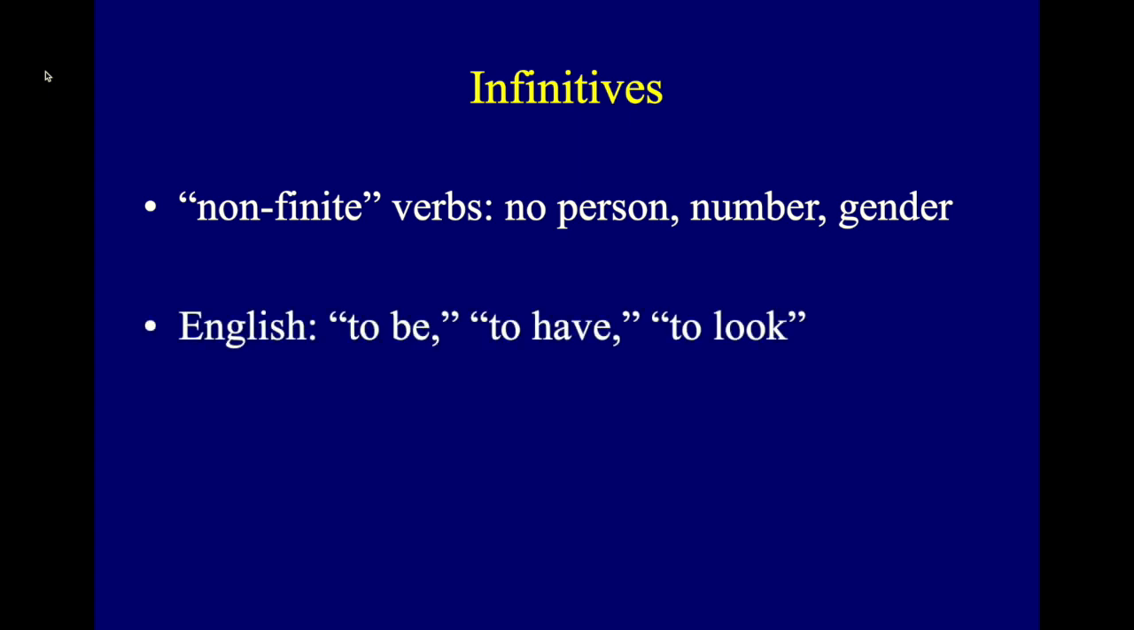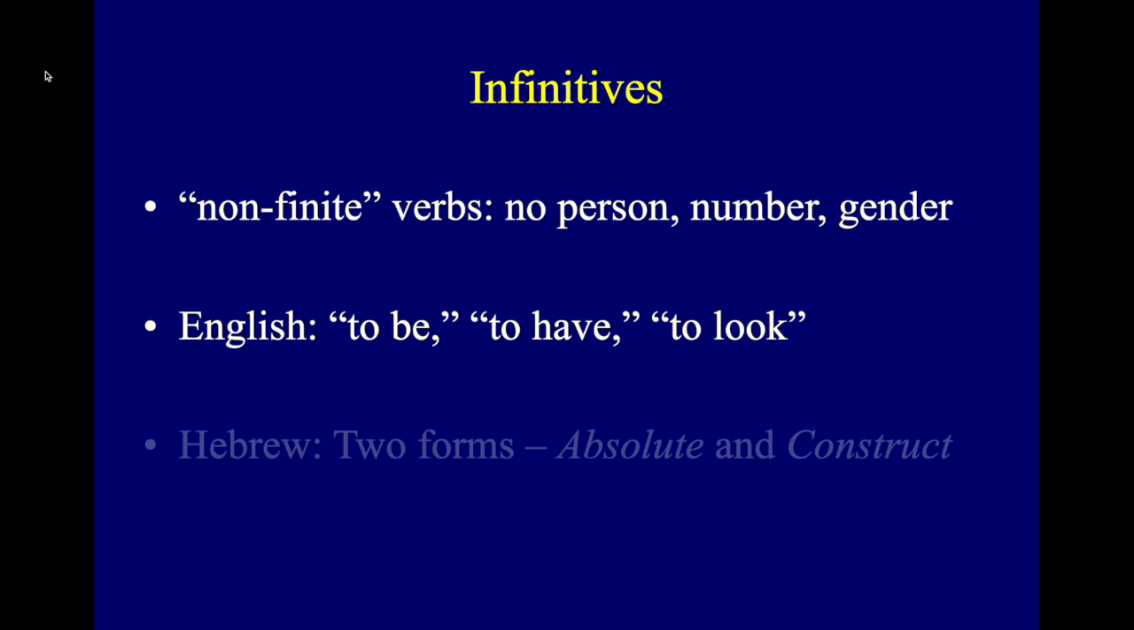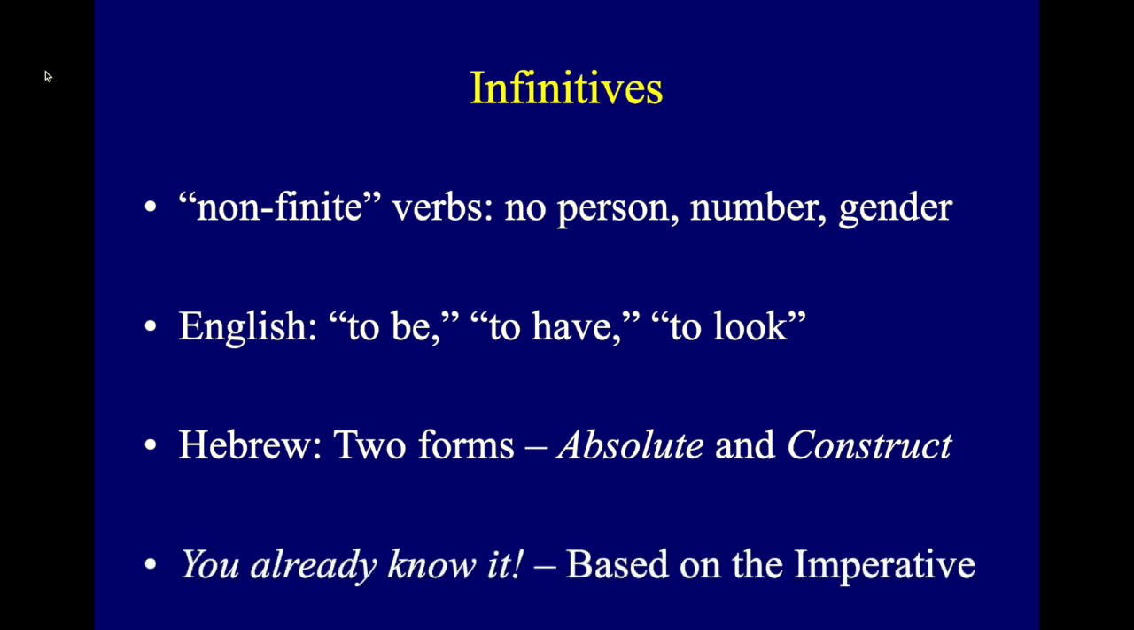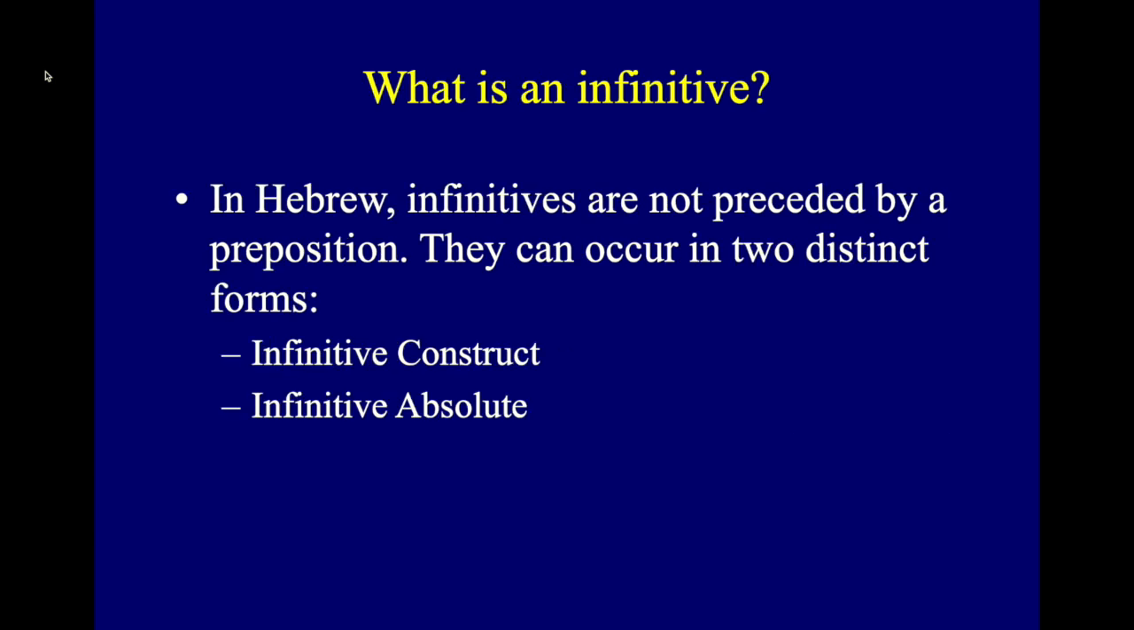In English, we would say to be, to have, to look. In Hebrew, there are two different forms of these infinitives. And these two forms are the absolute and the construct state. And you already know this form because it's based on the imperative, at least in part.